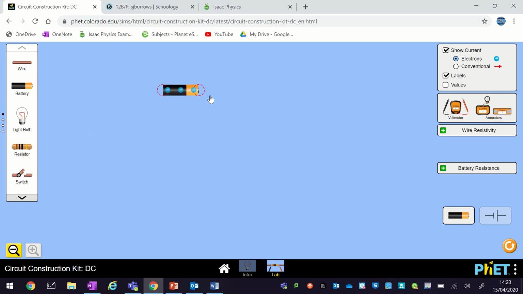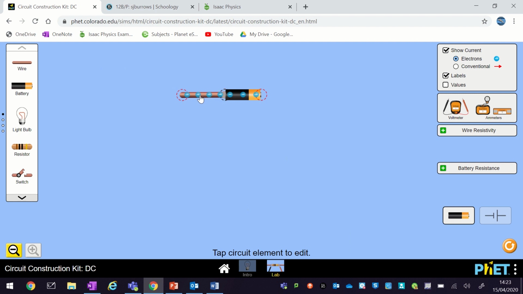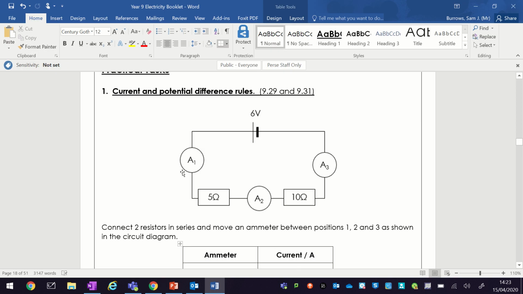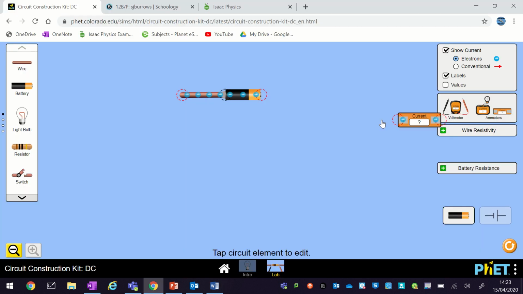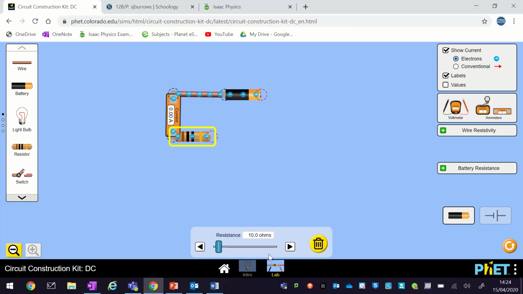So let's give us a power source, and you can click on it and change its value. We want 6 volts, so let's do that. And then I'm going to try and make the diagram look as close to this one as we can. So we want an ammeter, which we can get here, and we'll have that going down the side. Then we want a resistor. Now you want it to be 5 ohms.